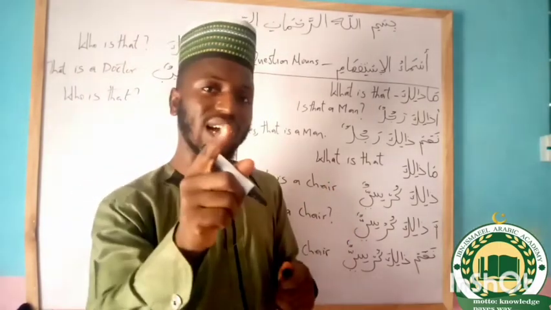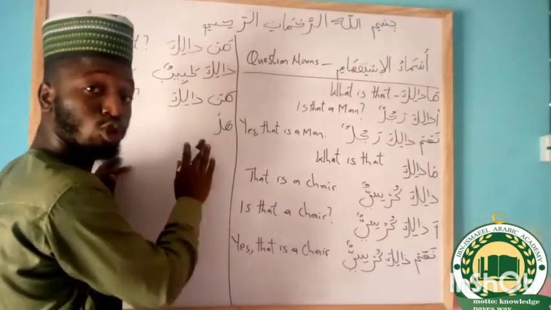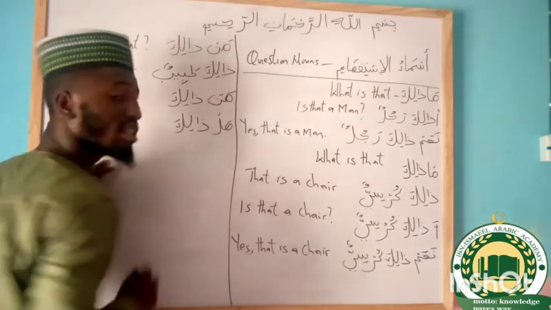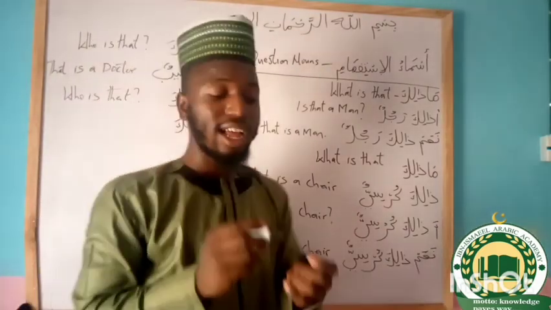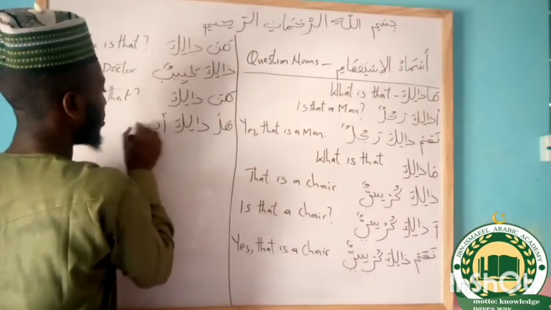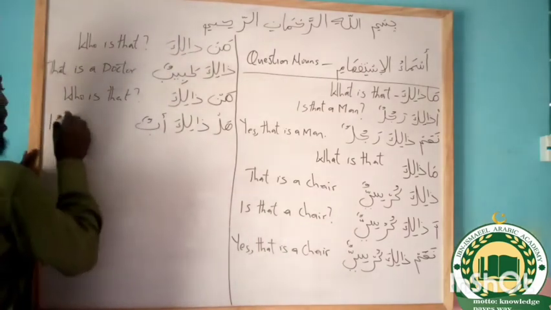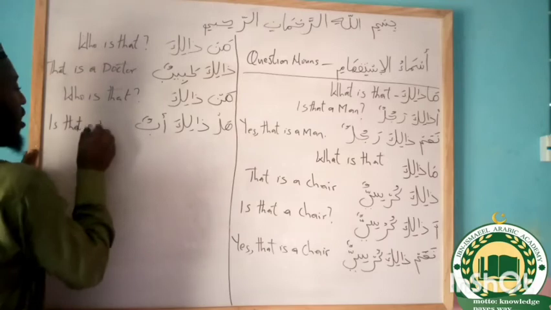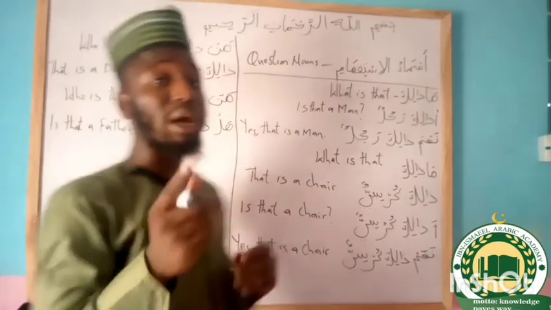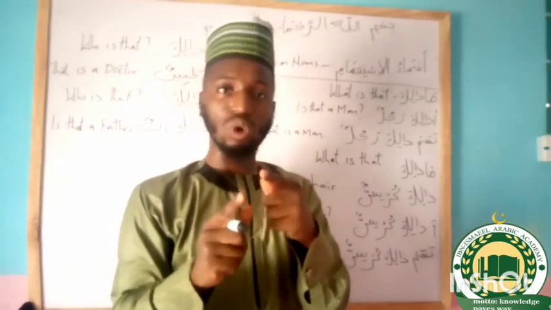In fact, adhalika hal. Let's make use of hal. Hal dhalika? هل ذلك نعم, let's try it. هل ذلك أب؟ What is the meaning? Is that a father? Is that a father? What would be my reply to them? No, it's not a father, it's an imam. What will I say? La.